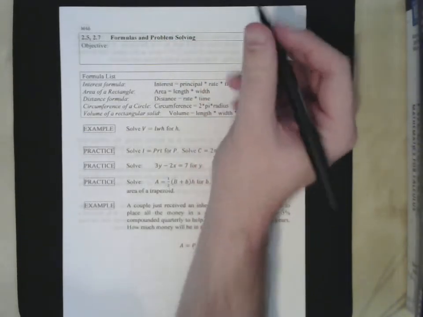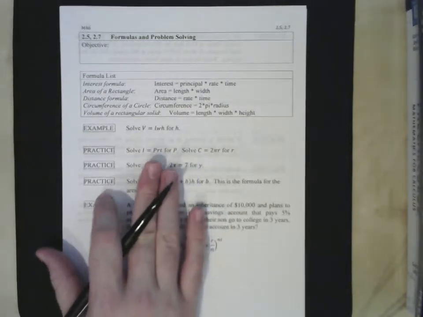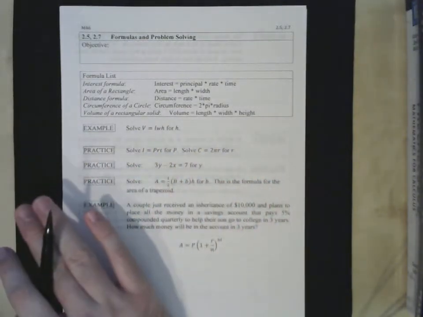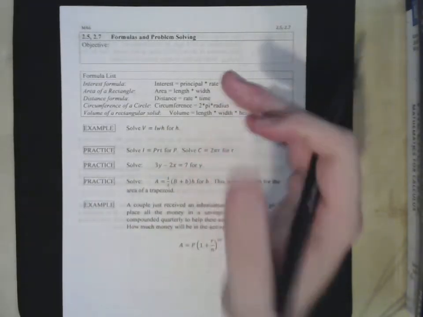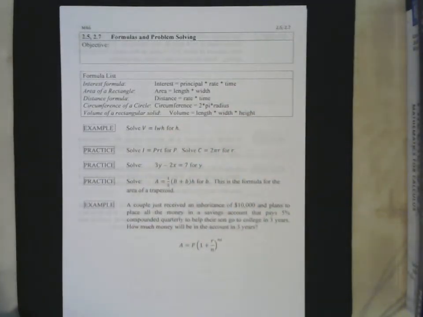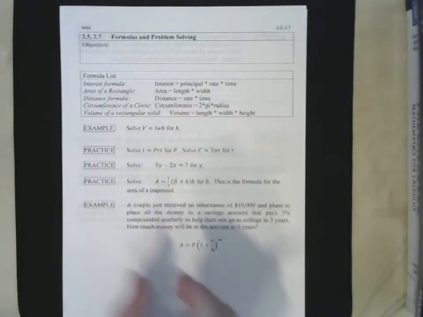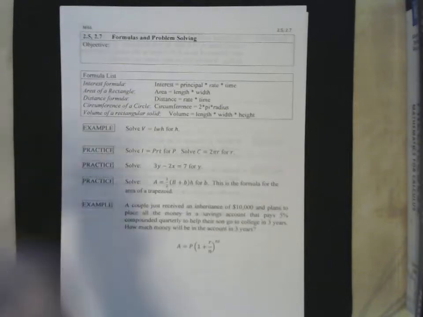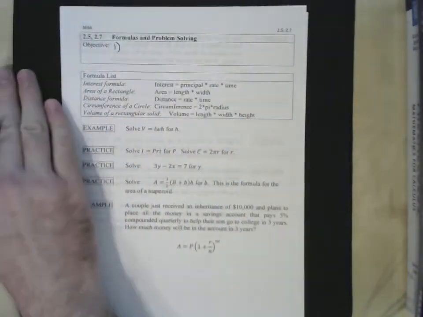We have two sections that have a different set of formulas each. 2.5 focuses mainly on these formulas, and 2.7 focuses mainly on interest, so this first one and then this other interest formula that we'll talk about down here. I've combined these in two because, again, it's all basically the same thing. So we have two objectives in this section.